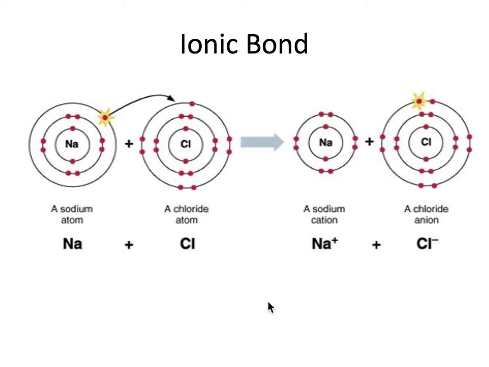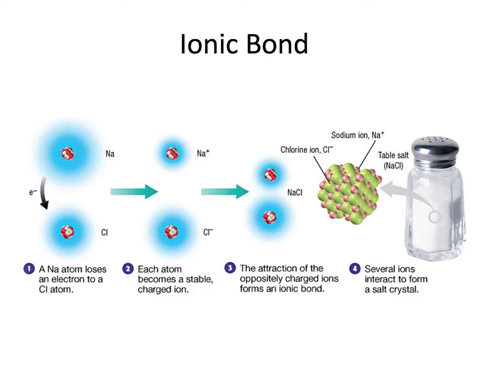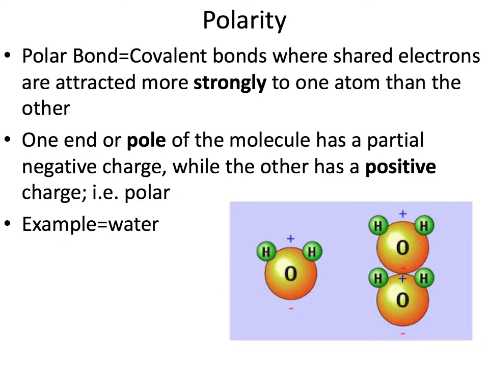And in this process, sodium loses an electron, so it becomes positive, and chlorine gets an electron, so it becomes negative, and the two are attracted to each other. This is how sodium chloride, which is the salt that you use, is formed. And here it is, table salt, sodium chloride. That's how it works through ionic bonding.